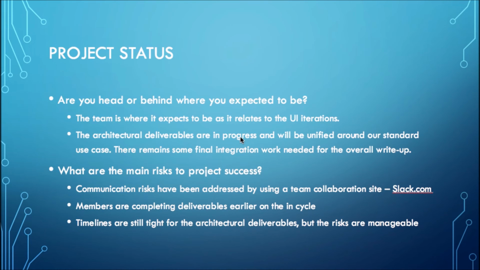The main risk continues to be communication between team members, but we have mitigated much of this risk by adjusting a few things. First, we've moved all our communications onto a collaboration platform, Slack.com, so that it's easier to collaborate and review historical communications. In addition, team members are completing their deliverables much earlier on in the cycle, which enables us to fine-tune things before they're due. Timelines are still tight for the architectural pieces, but the risks are manageable.